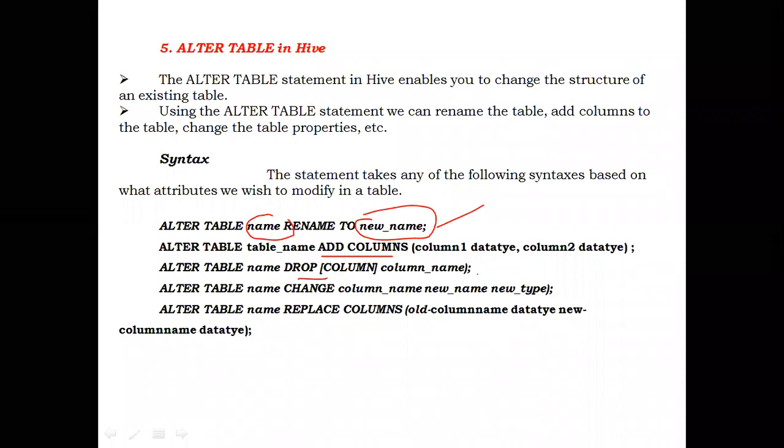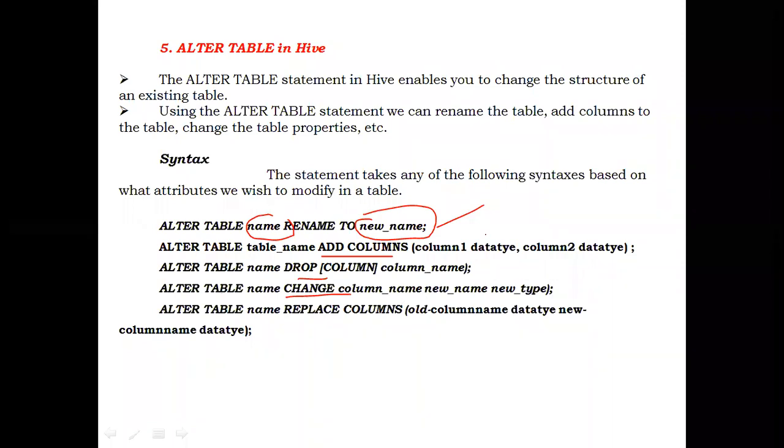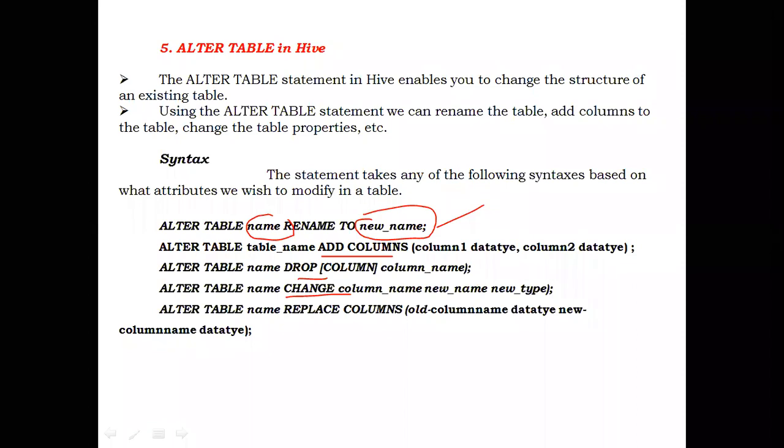By specifying this, we can delete a column from the table. We can change the column name: alter table, table name, change column name, new name, new type. We can change the existing column name to a new name. Similarly, we have the replace option also. Alter table, table name, replace columns, old column name, data type, new column name, data type.